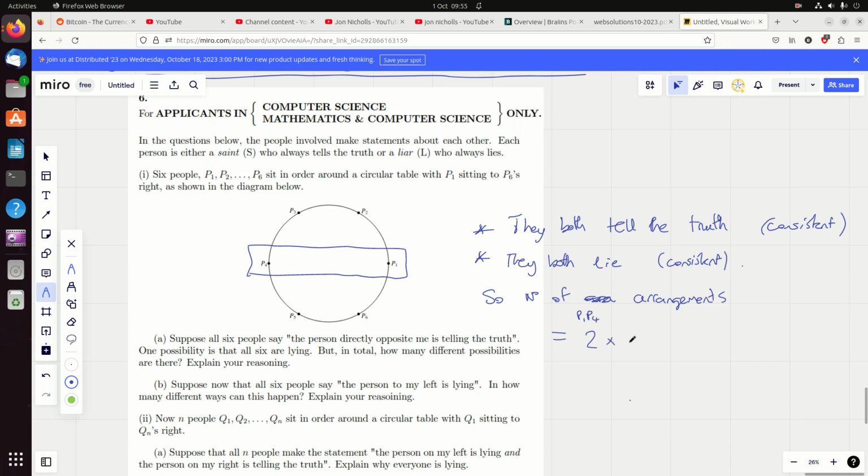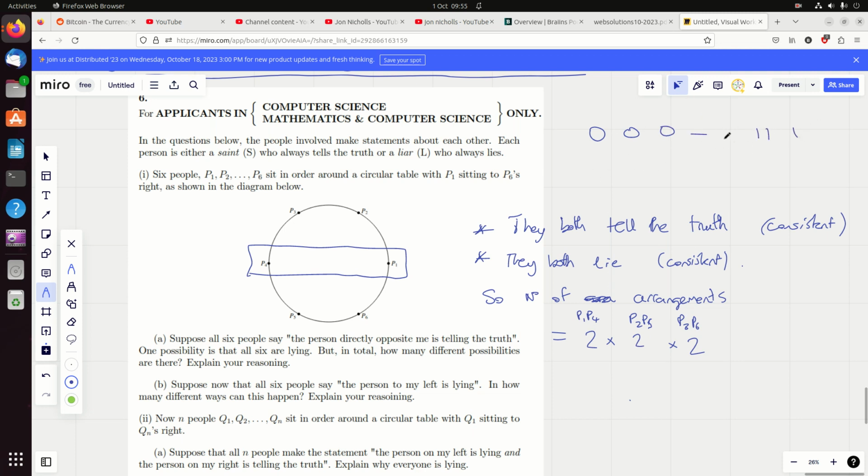And then there's 2 possibilities for P2 and P5. And there's 2 possibilities for P3 and P6. This is the way you count possibilities. Basically, this is going to be a power of n problem, isn't it? If there's 3 pairs, it's 2 to the power of 3. Think about it in binary. It's exactly the same as binary, how many ways there are of writing 0, 0, 0 right up to 1, 1, 1.